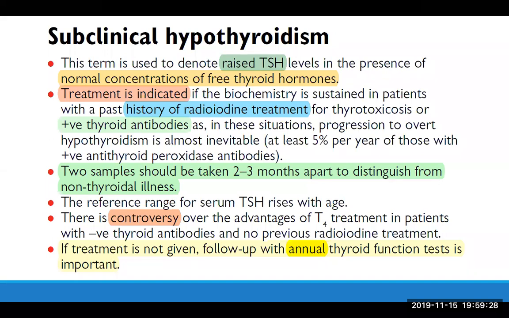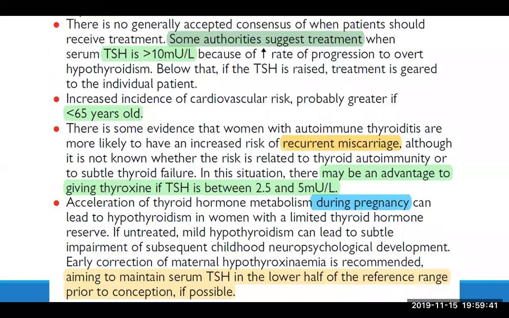If you discover a case of subclinical hypothyroidism and you decide there is no need for treatment, you just check TSH every one year. There is no generally accepted consensus on when patients should receive treatment. Some authorities suggest treatment if TSH is more than 10. Most authorities suggest treating this patient except the elderly one. And we will discuss it in more detail according to the guidelines published by the ETA.